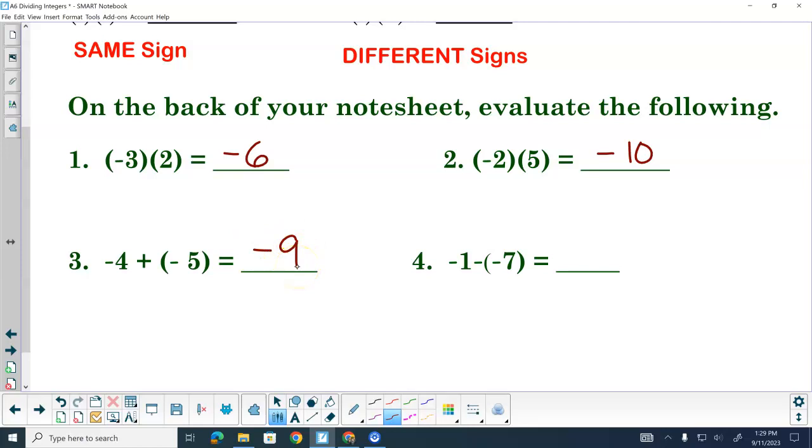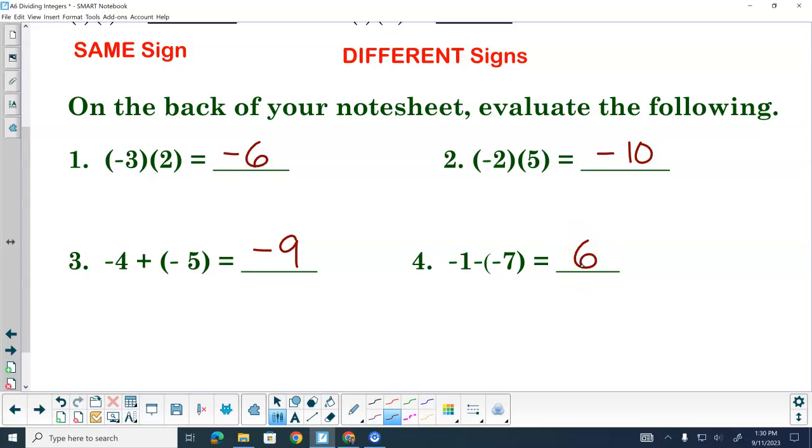What's our operation in number 4? Subtraction. -1 is where I start. If I'm subtracting a negative number, which direction am I going? Do we agree with down? It's up because it's the double negative, right? So that would put me at +6 at the end.